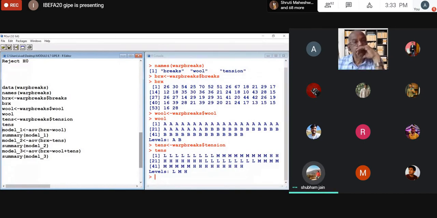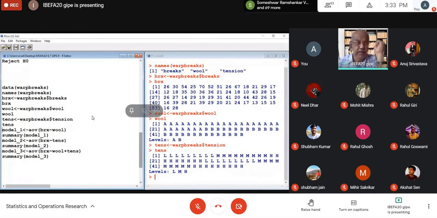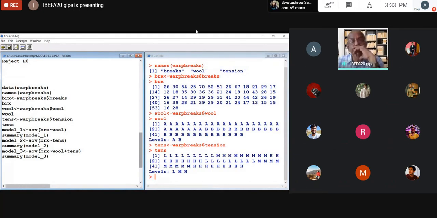So can you please repeat this part? The data consists of 54 samples, which include two types of wool and the level of pressure. Breaking strength for little pressure, medium pressure or high pressure. So each observation is associated with the type of the wool and what measure will be used for the tension.